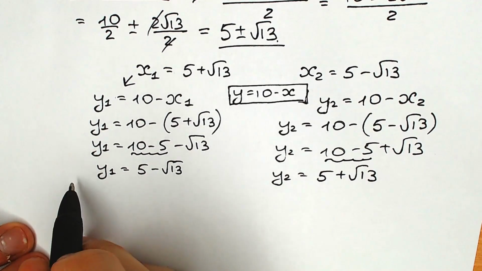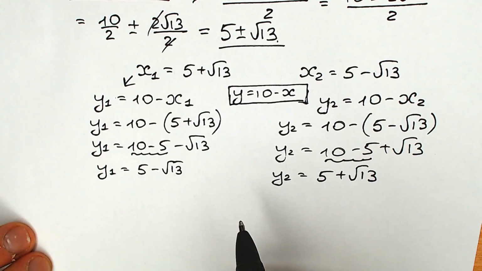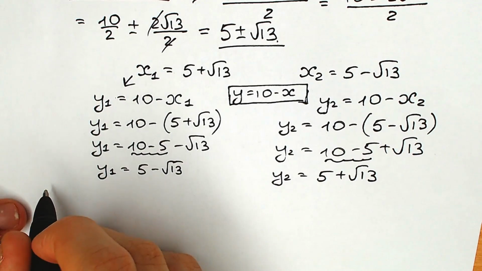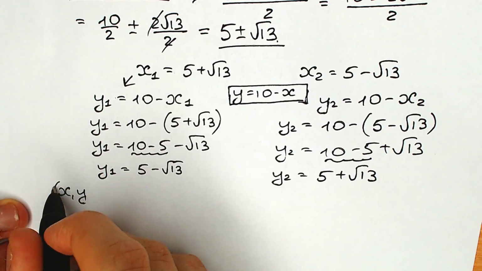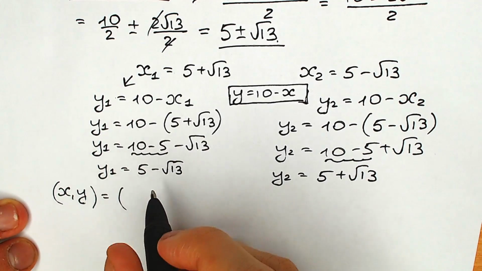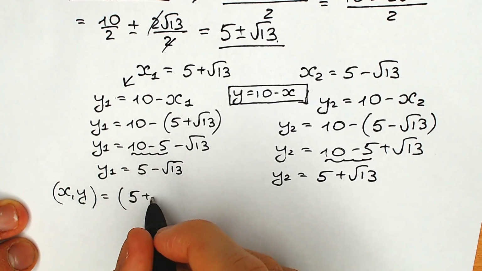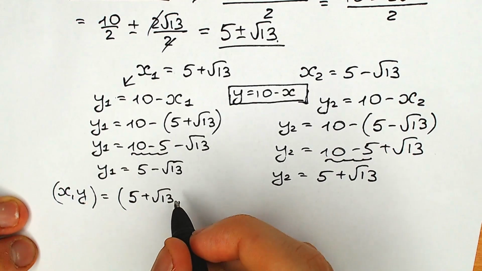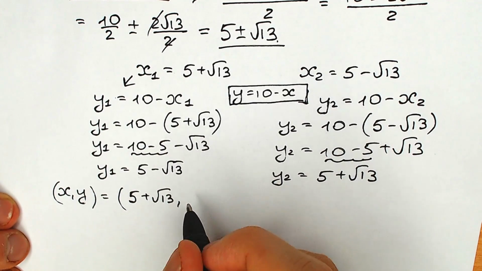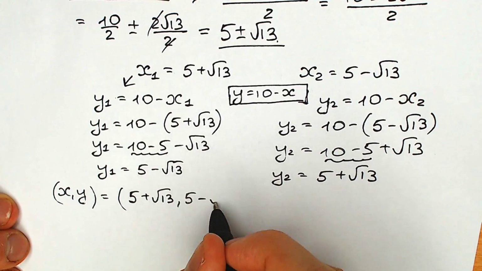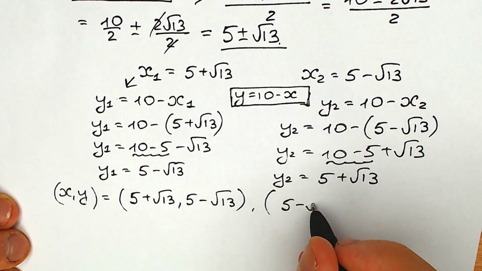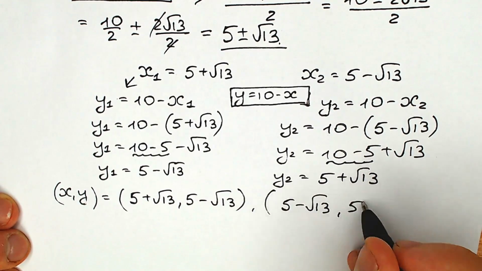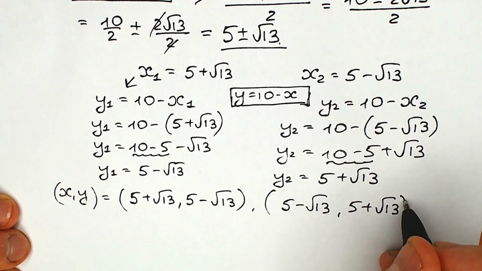Right now, let's write our final answer to this question, and then we're going to check our roots real quick. So we have x and y equal to, first, x first: 5 plus square root of 13, and y first: 5 minus square root of 13. And the second pair: 5 minus square root of 13 and 5 plus square root of 13.